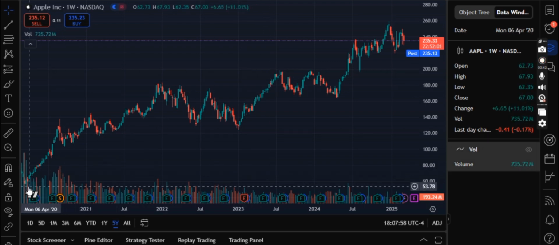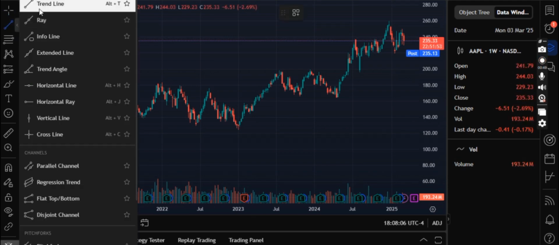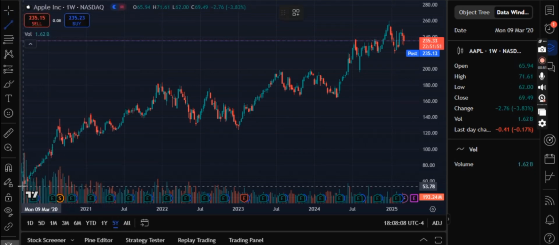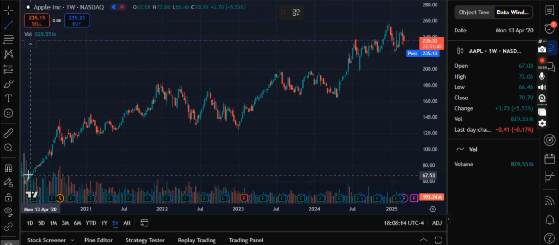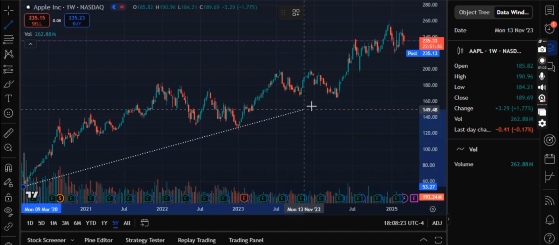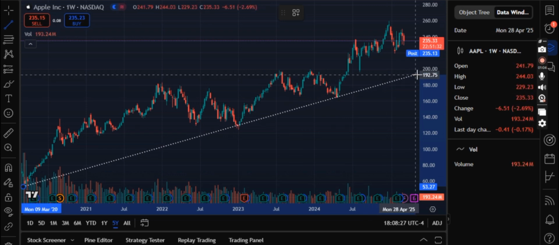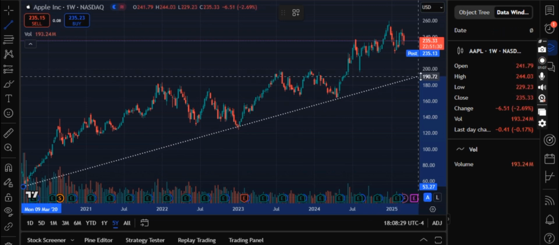So you would have your bottom trend line and your top trend line. So you go here, trend line, and you draw a trend line from the bottom part of this candlestick, touching here, and you draw it to where it continues to touch. This is a trend line for the past 5 years.